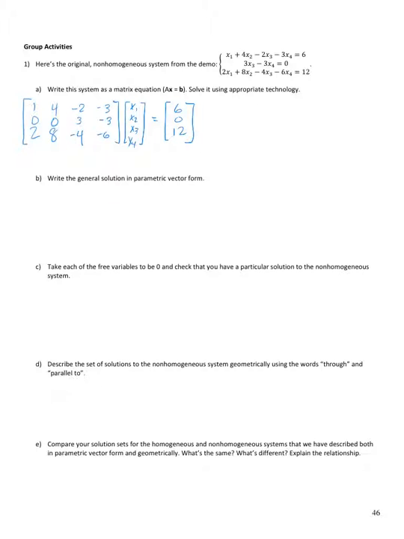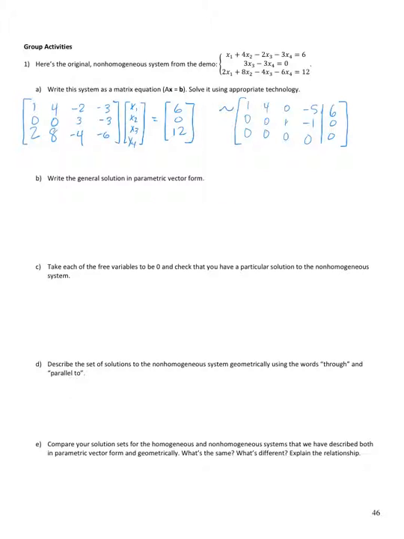Okay, so to solve this using technology, I'm going to row reduce. I'm going to augment the coefficient matrix with the 6, 0, 12, and row reduce, and I get the following. 1, 0, 0, 4, 0, 0, 0, 1, 0, negative 5, negative 1, 0, augmented with 6, 0, 0.